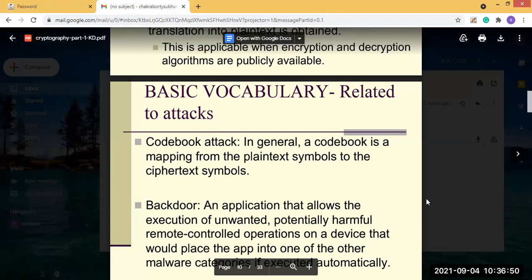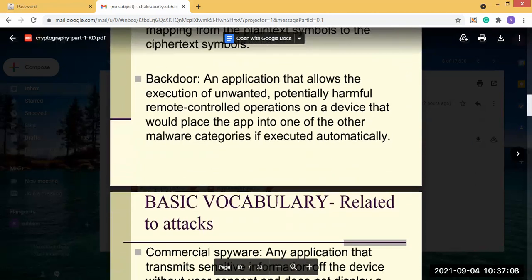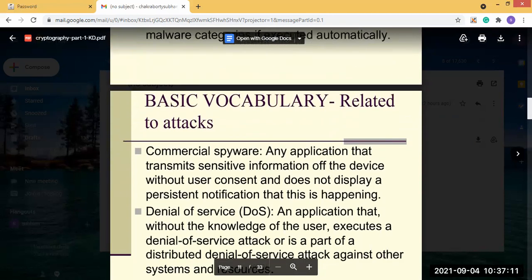Now, what is a backdoor? It is an application that allows the execution of unwanted, potentially harmful remote-controlled operations on a device, which would place the app into one of the other malware categories if it is executed automatically. Now we will move on to some things whose names you have already heard, like spyware and ransomware. In 2019, a ransomware-like virus came and all the data were hacked. We will explain that now.